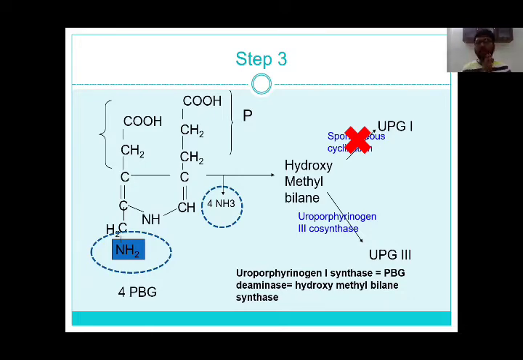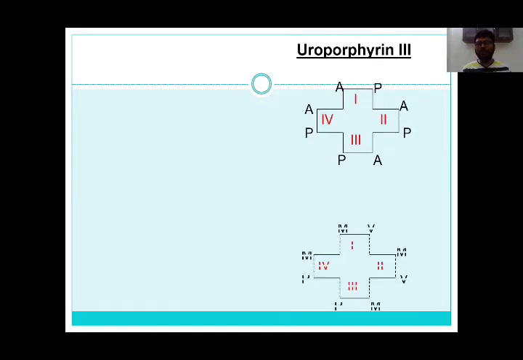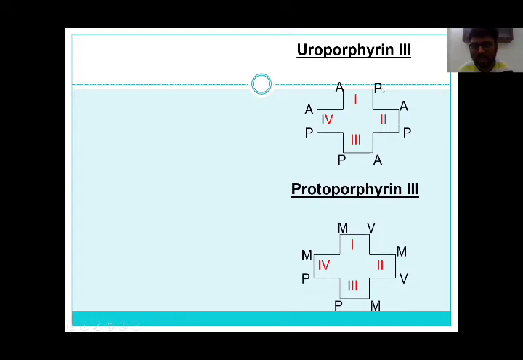Next, the third part. What is the third part? Converting the uroporphyrinogen into protoporphyrinogen. This is the difference between uroporphyrin and protoporphyrin. In uroporphyrin, the side chains are acetic acid and propionic acid in all the 4 pyrrole rings.